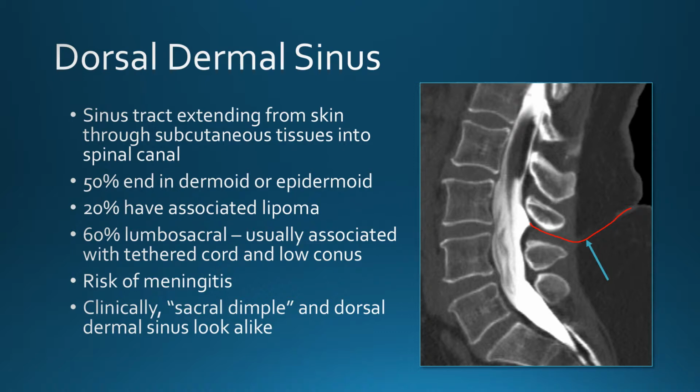Now, clinically, a sacral dimple and dorsal dermal sinus look very similar. Most of the sacral dimples are lower down in the sacrococcygeal region, whereas the dorsal dermal sinus is usually higher up in the lumbar or lumbosacral region.